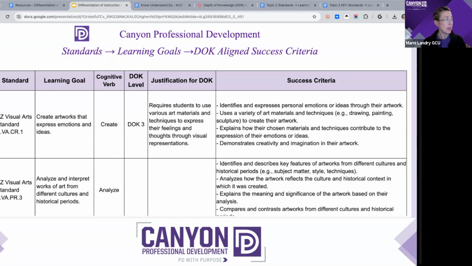And it's a big table that identifies each column that we've been working through. You'll notice on the left is the standard, the learning goal from that standard, or one of the learning goals from that standard, may not be all of them. The verb that was used to identify the DOK level, the justification for that DOK, because remember, some of them you might call a 2 or a 3, and it's important in your mind to clarify why you're choosing a 2 or a 3. And then in the far right column is the success criteria needed to guide the student to what success looks like in plain language that they can understand and is measurable.